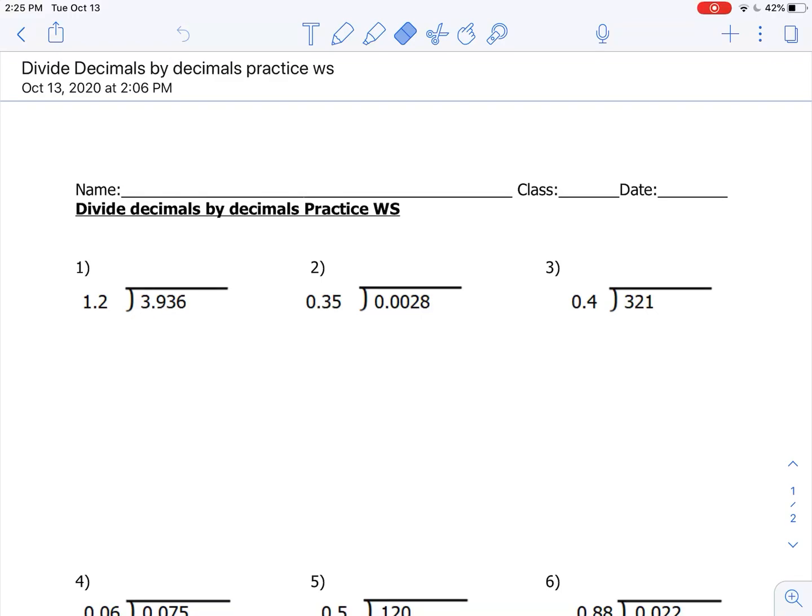Hi ladies and gentlemen. Today we're going to go over the dividing decimals by decimals practice worksheet and the answers. So let's get right started with number 1.